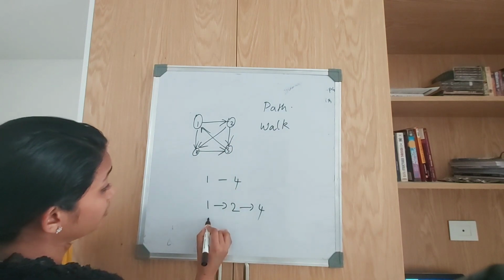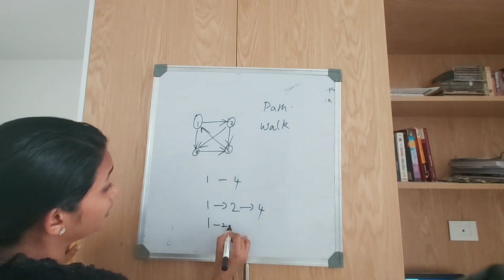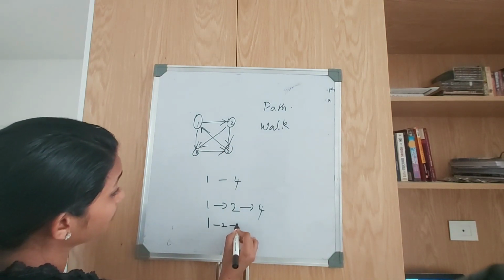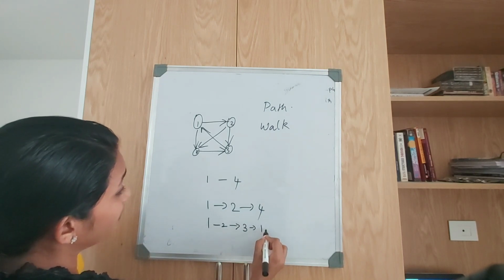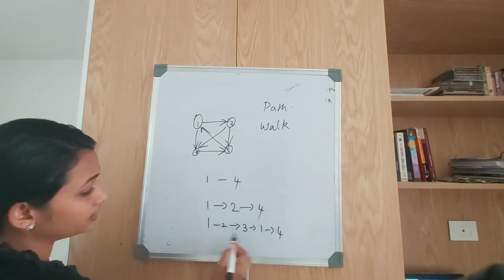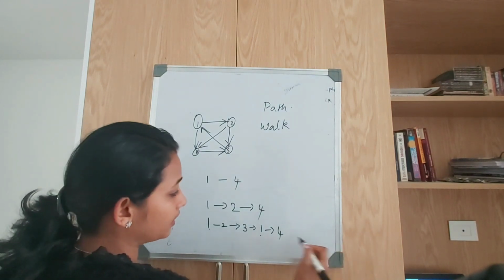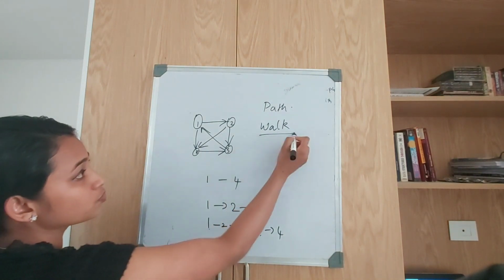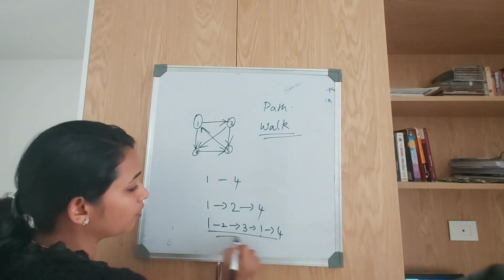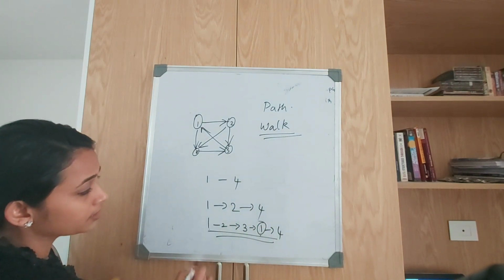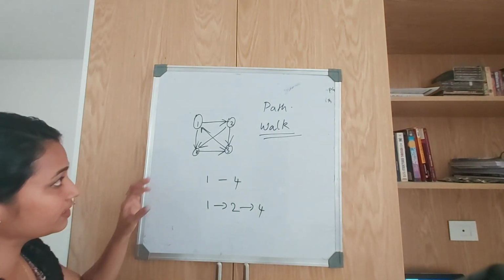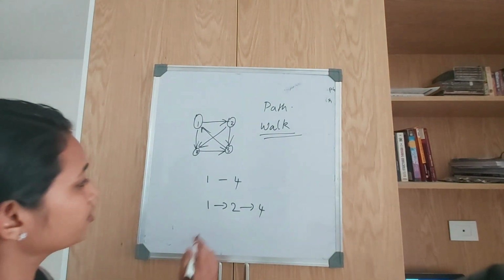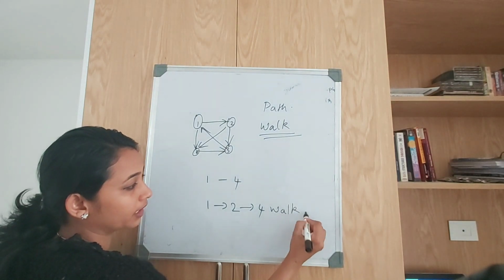Another connection is there. You can go from 1 to 2, then 2 to 3, then 3 to 1, then 1 to 4. But when you see here, 1 is repeated. This is a path. Whereas when I ask what a walk is, this is not a walk. Why? Because it is repeated. So a walk is something where you try to avoid the vertex which is already visited. So here, this is a walk.